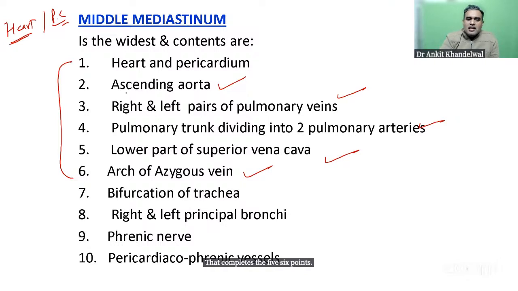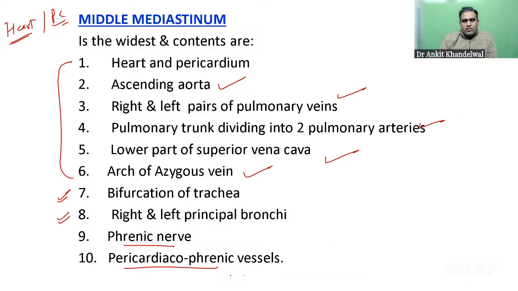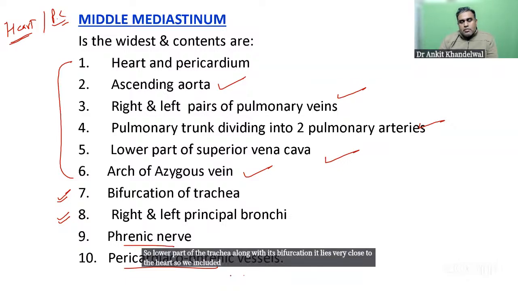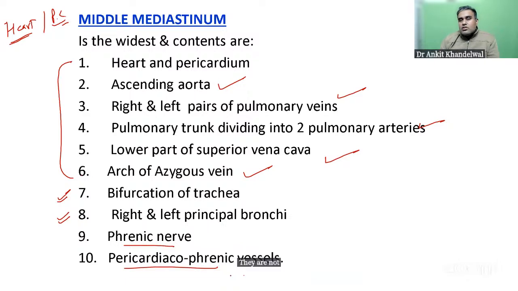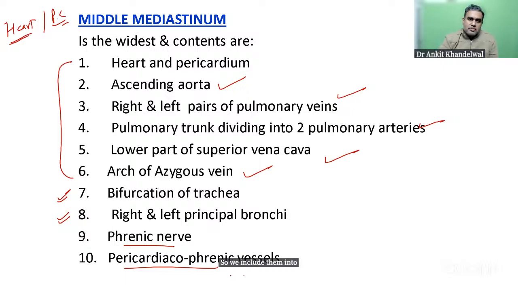Then in the middle mediastinum, just behind the heart, we also have the trachea bifurcating into the two bronchi, and some nerves and vessels over here. They also supply the pericardium. So the lower part of the trachea, along with its bifurcation, lies very close to the heart. They are not going into the heart, but they are very close to the upper margin of the heart. So we include them in the middle mediastinum.